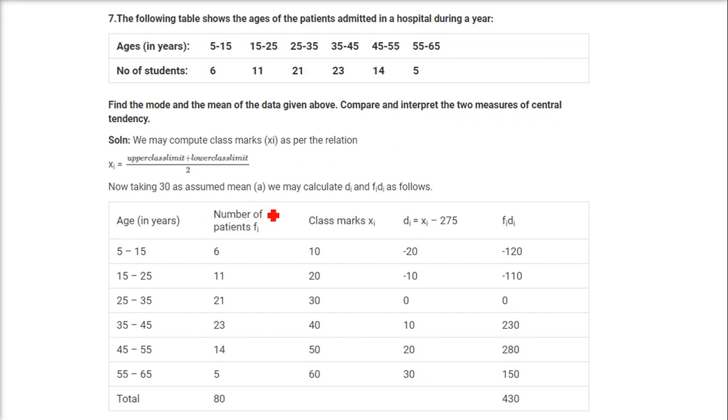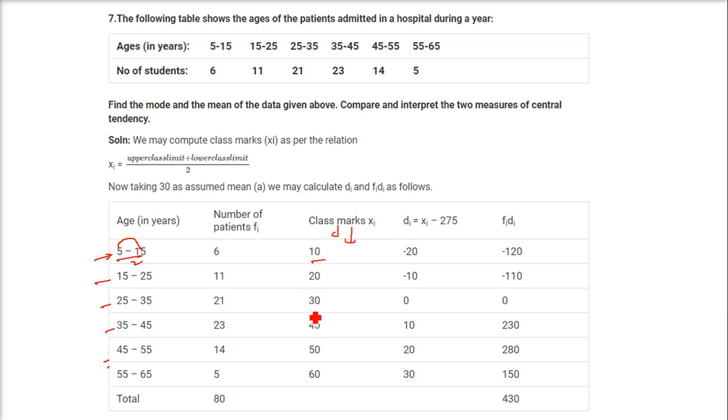First of all, we'll make a table so that we can find the mean also. So number of patients are this, age is this. We can't have a range as a value here, so we have to add these two and divide by 2. 5 plus 15 by 2 is 10. So we do it for all of these. So this is the class marks.